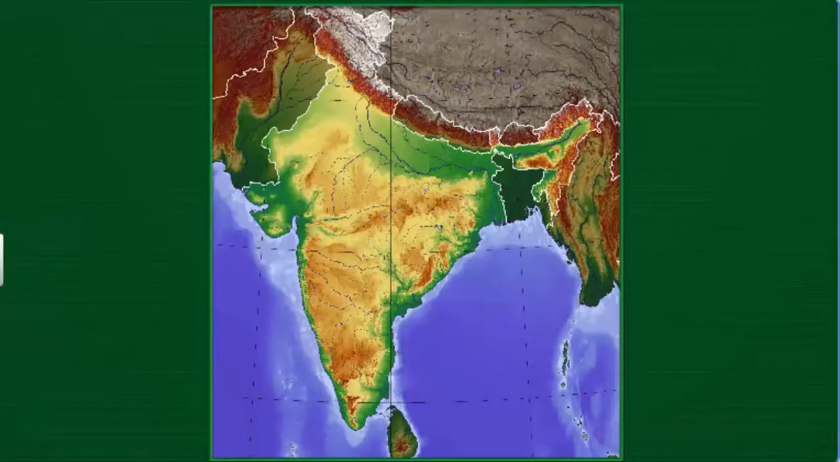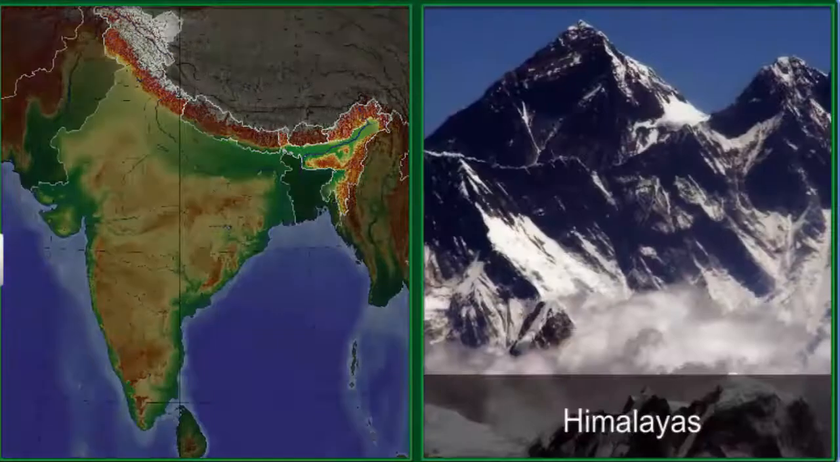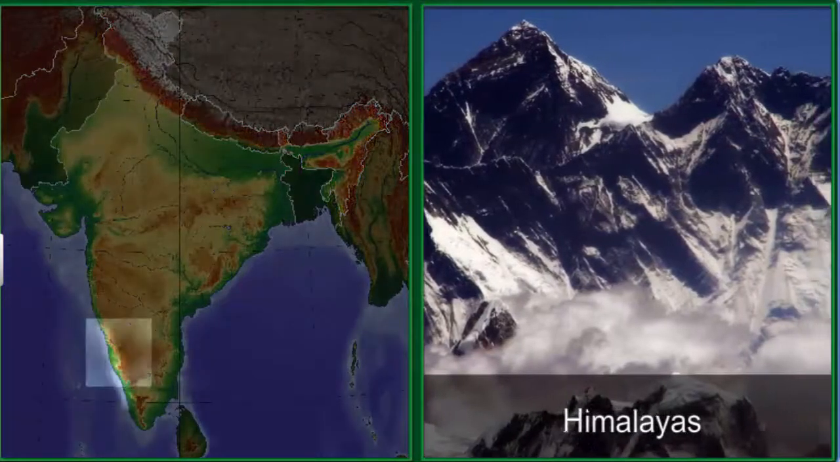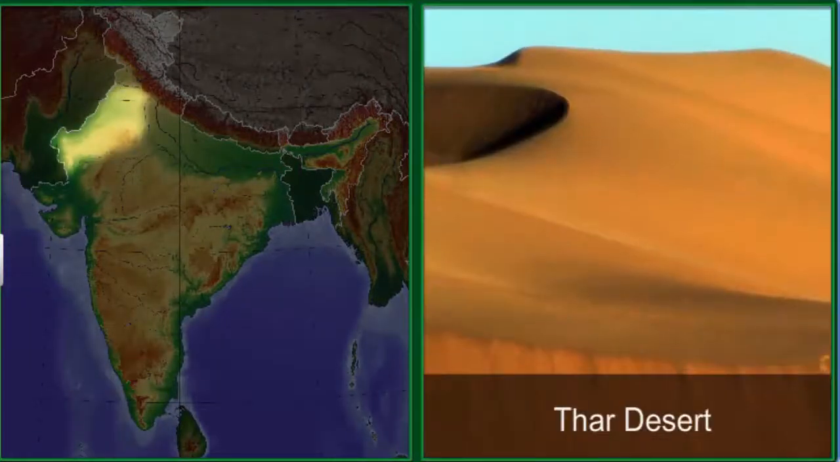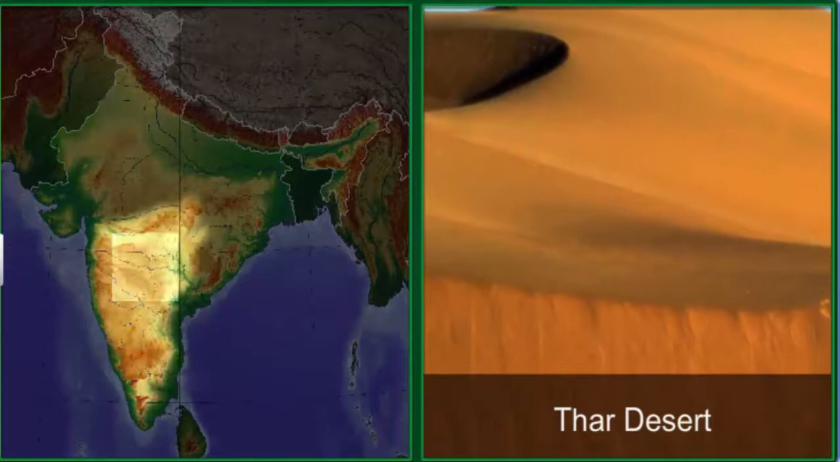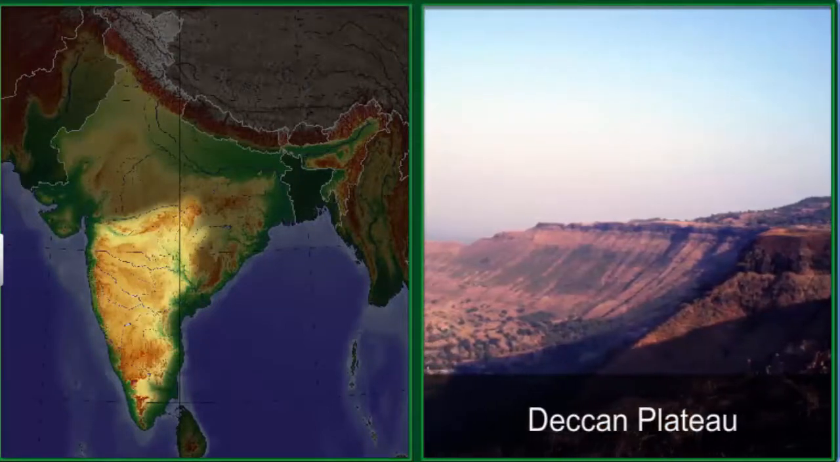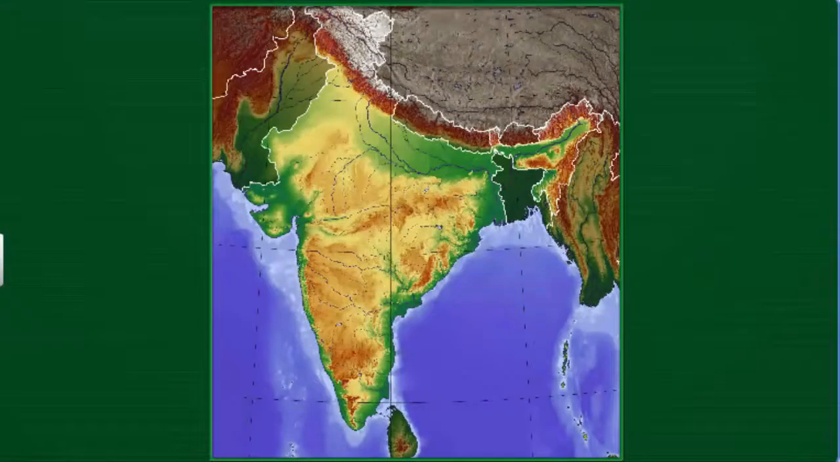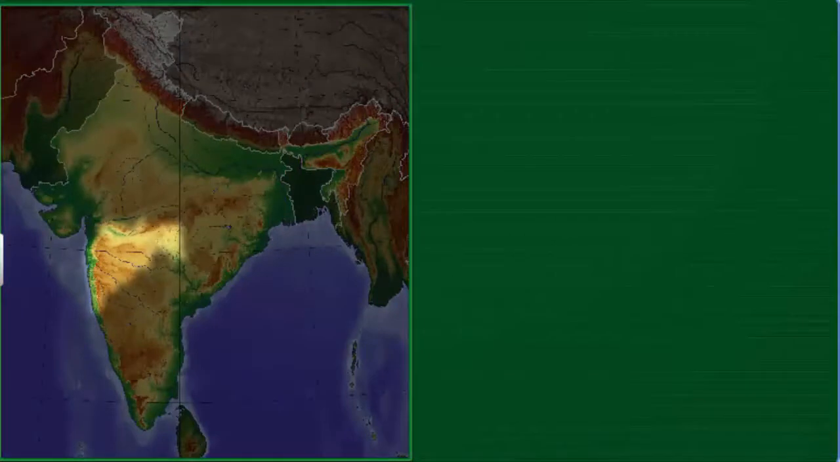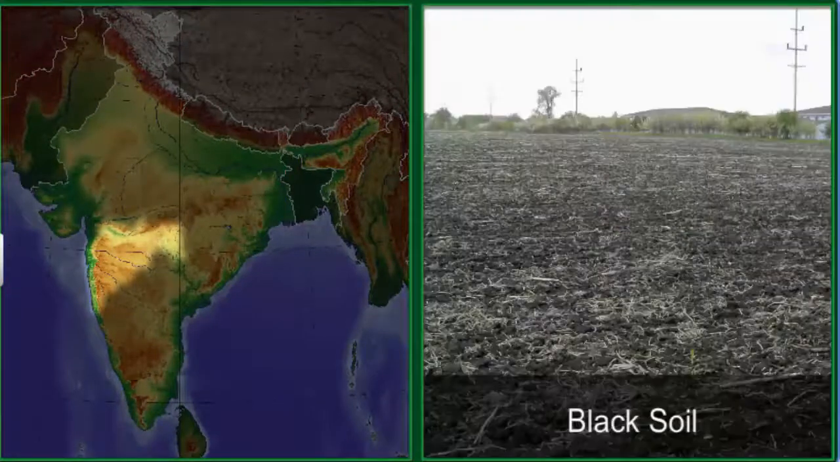India is a land of varied physical features. It has the Himalayas, beaches in Kerala, the Thar Desert in Rajasthan, and the Deccan Plateau. Even the color of the soil varies from one region to another. For example, in Maharashtra, you find both black soil and red soil.